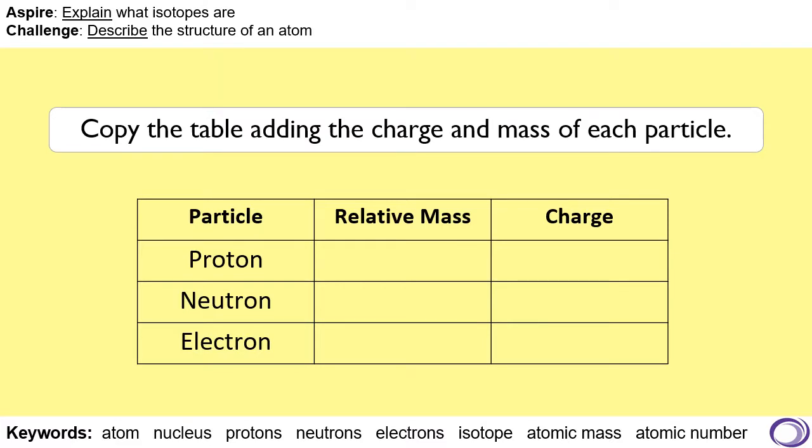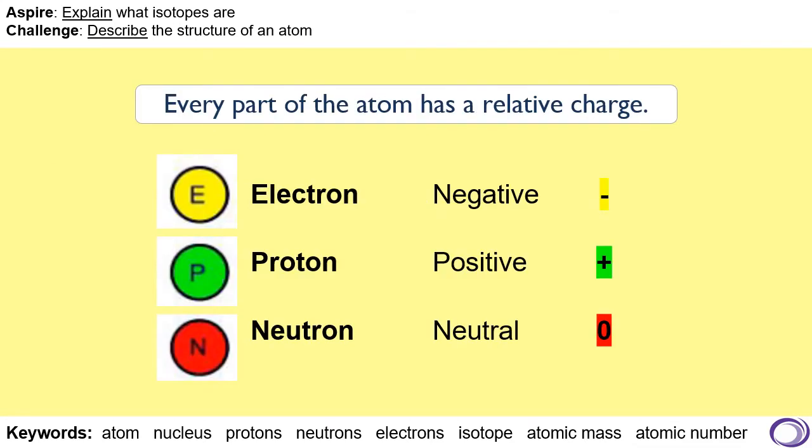We're going to now quickly recap the mass and charge of these different subatomic particles. So I'd like you to just draw this table here, just really quick. The three particles are protons, neutrons, electrons, and then we'll look at the relative mass and the charge. Pause the video quickly if you need time to sketch this out.